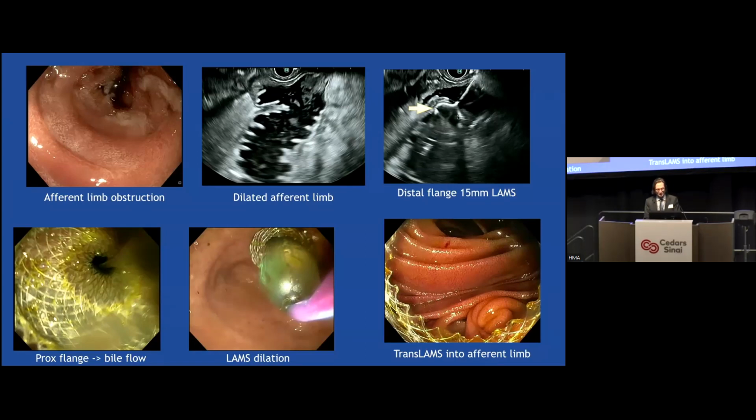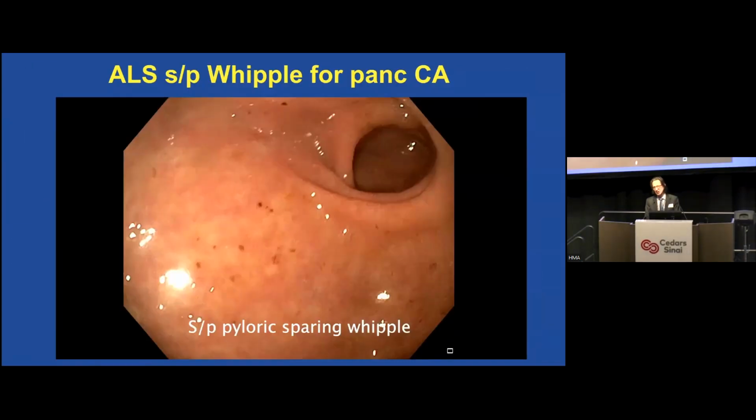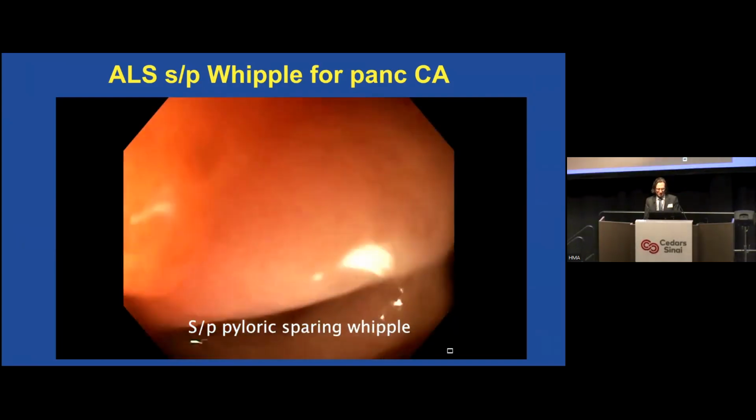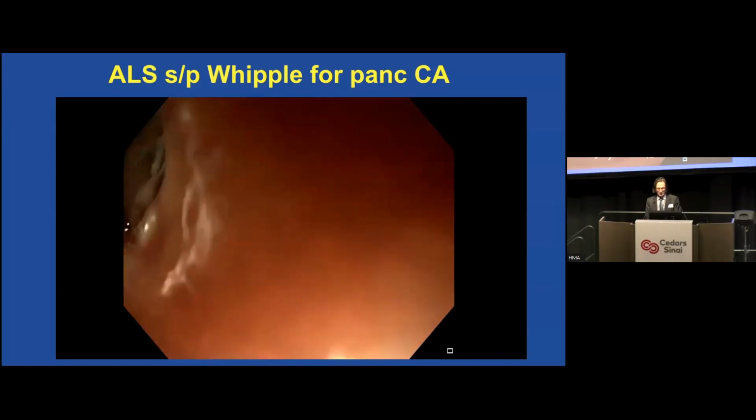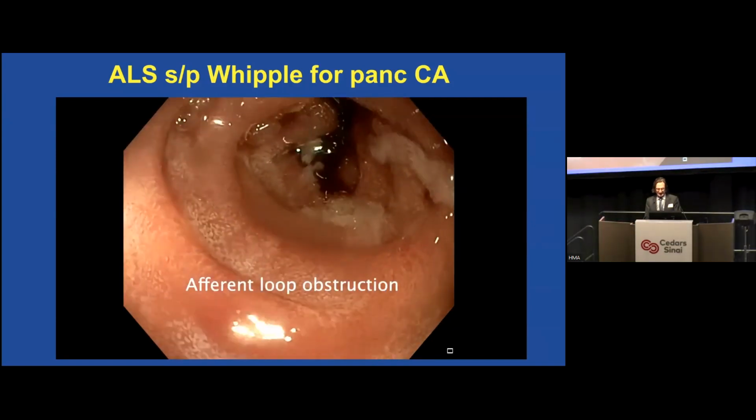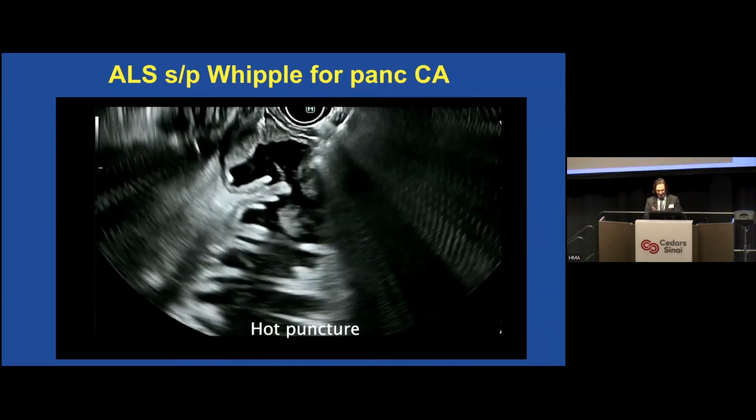Here you see the distal flange in the afferent limb, the proximal flange, an immediate gush of bile. And then we can dilate the LAMS and we can enter into the afferent limb and perform additional biliopancreatic interventions if indicated. And this is just the video that shows the same. So here we're entering through the pylorus into the jejunum, and you can see the obstruction.